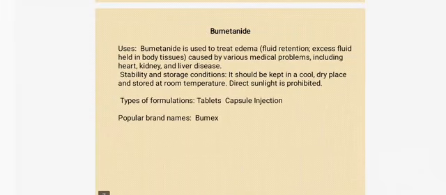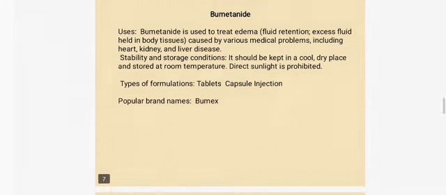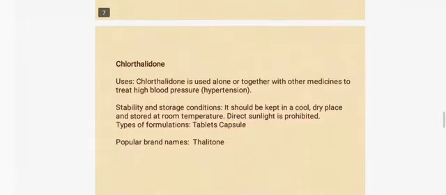The next is bumetanide. It is used to treat edema, fluid retention, and excess fluid held in body tissue, caused by various medical problems including heart, kidney, and liver disease. Stability and storage condition: it should be kept in a cool, dry place and stored at room temperature. Direct sunlight is prohibited. Types of formulation: it is available in the form of tablets, capsules, and injection. And the popular brand name is Bumax.